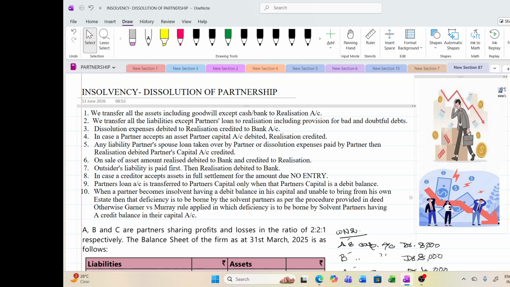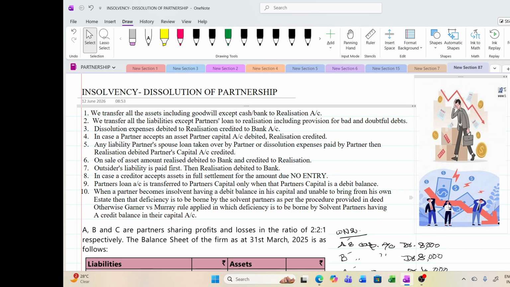See, there are three partners. This partner is insolvent. He is unable to bring the amount from his own estate. Then in that case, if these two partners are having a credit balance, it will be borne by these two in their capital ratio. At the end of the video, I will tell you what happens when they follow the fixed capital method or the fluctuating capital method.